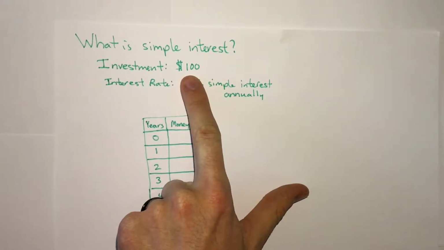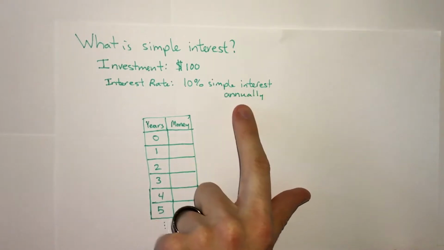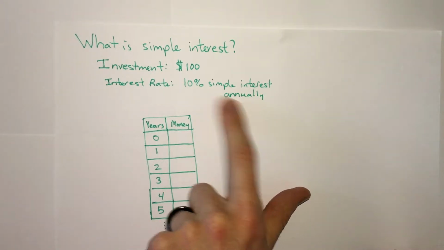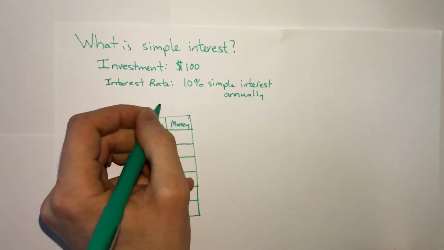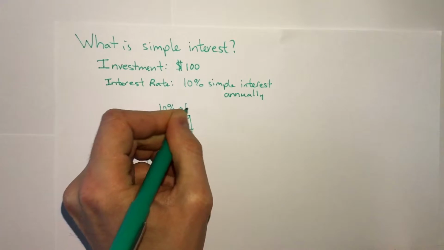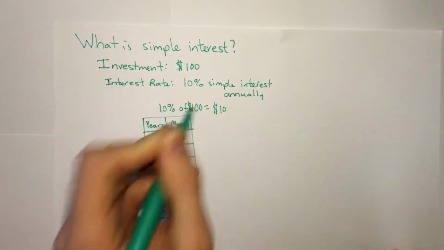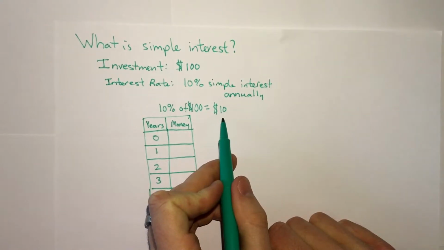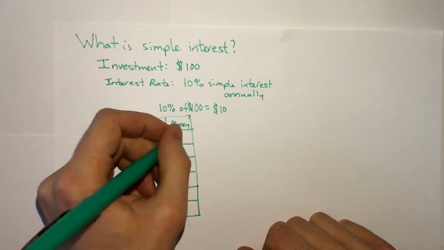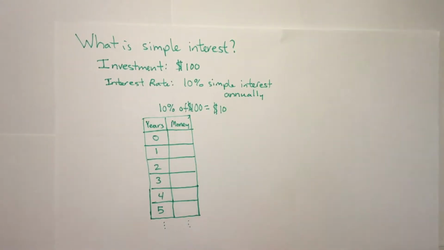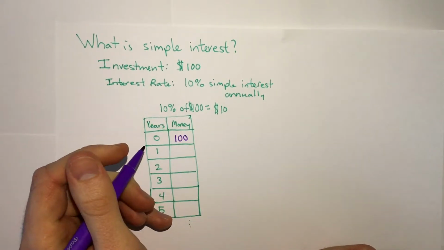Let's imagine we have a $100 investment and its interest rate is 10% simple interest annually. So every year we get 10%. Now, 10% of 100 is $10. So what this means is every year we get $10, even as our bank account grows. So let's imagine we originally invest $100. So at 0 years, we have $100.